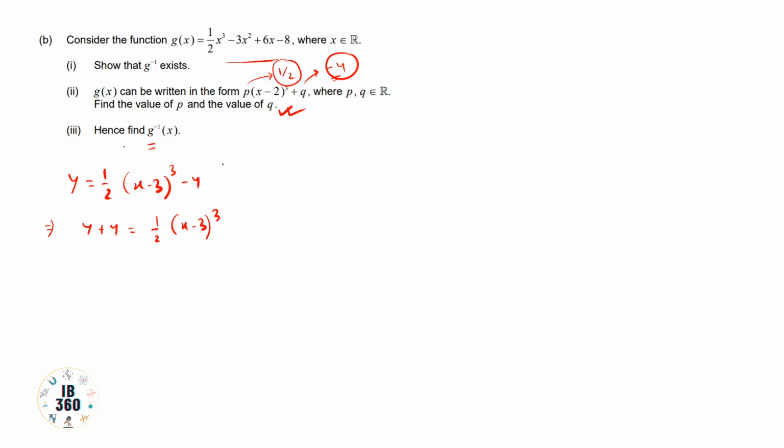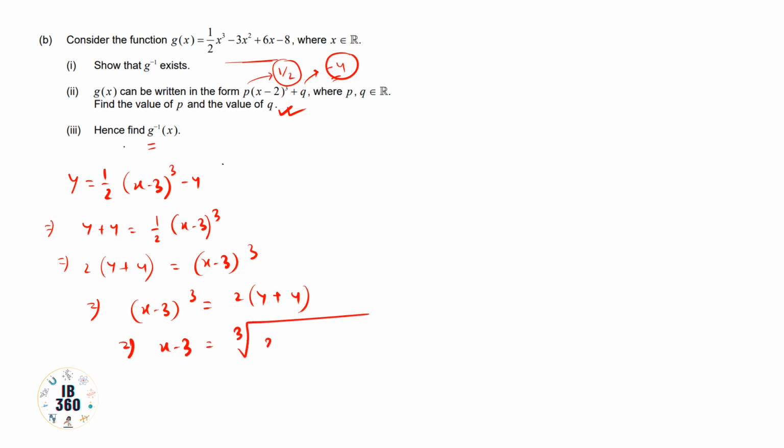From here you are getting 2 into (y plus 4) equals (x minus 3) whole cube. So (x minus 3) whole cube is equal to 2 into (y plus 4). So x minus 3 equals the cube root of 2 into (y plus 4). So x equals the cube root of 2 into (y plus 4) plus 3.